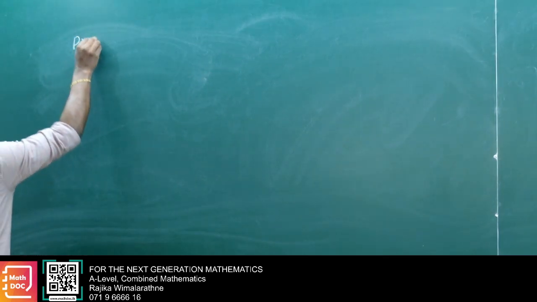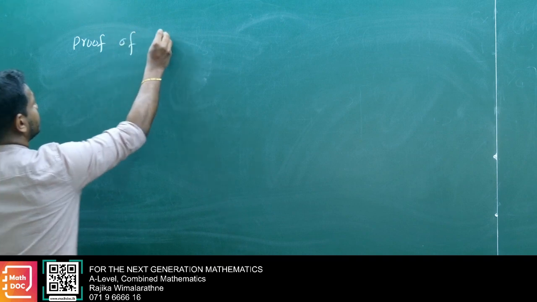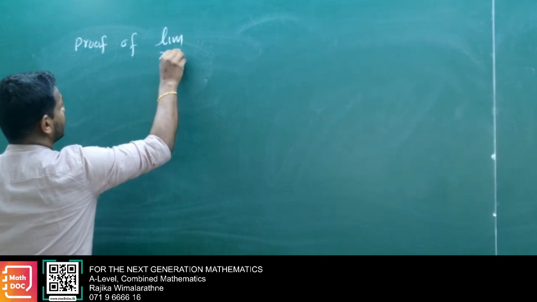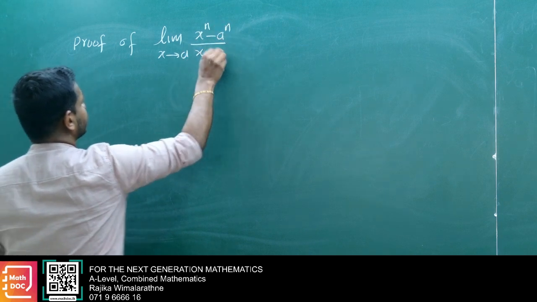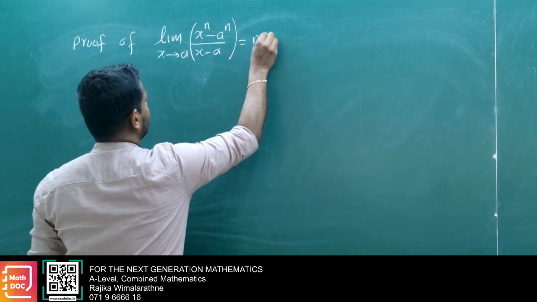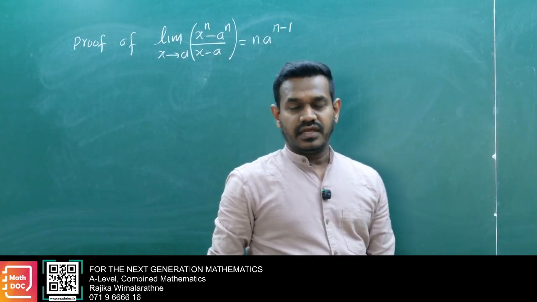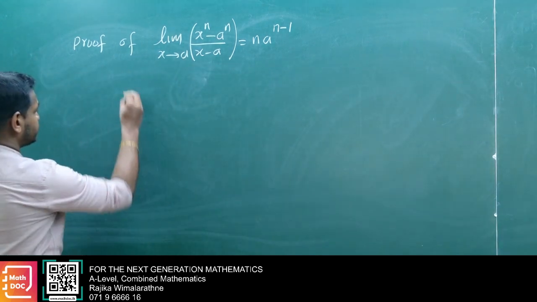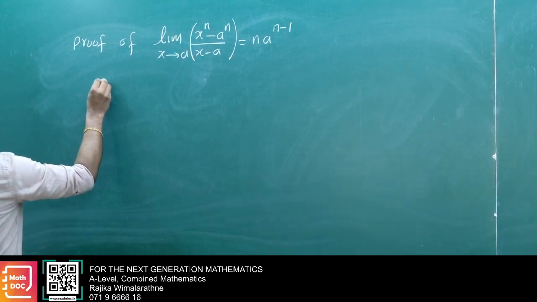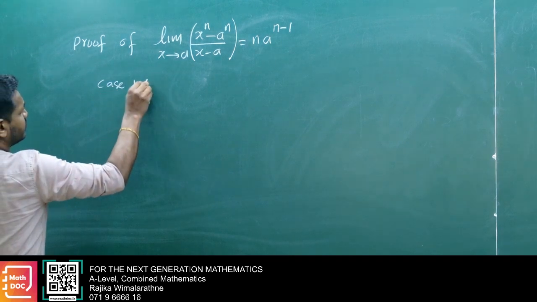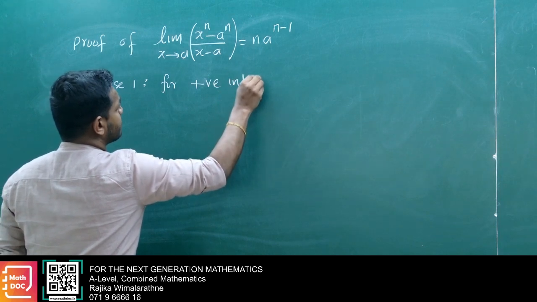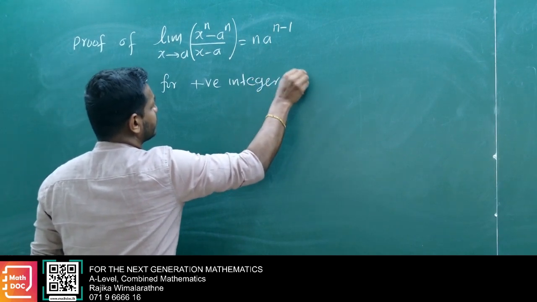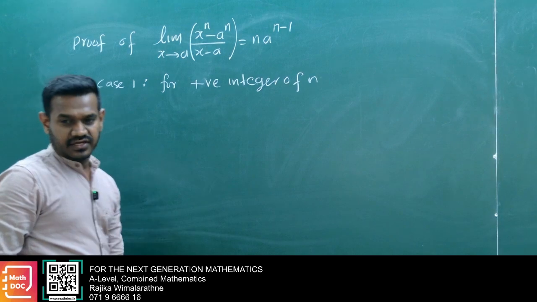Proof of limit x goes to a, x to the power n minus a to the power n divided by x minus a, equals n a to the power n minus 1. Proof of this. Proof of the theorem. Now case 1, for positive integer n.